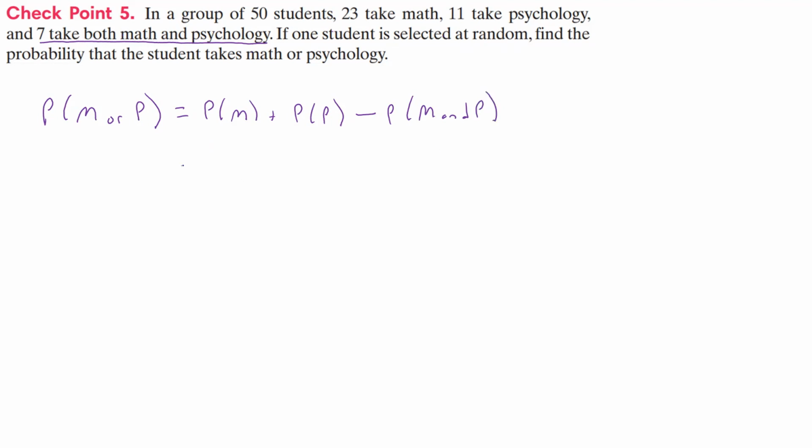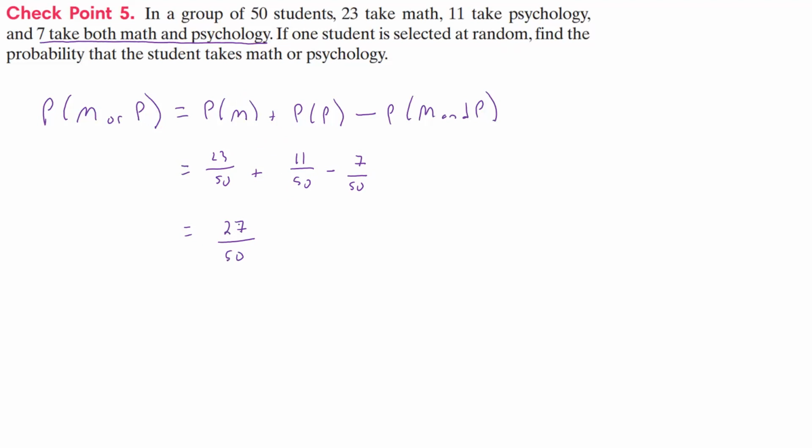Okay. Well, what's the probability of math? How many take math? Well, 23 take math out of the total of 50, so that's 23 out of 50. Now, 11 take psychology, so 11 out of 50. And how many take both of them? That's going to subtract off 7 out of 50. So now we have 23 plus 11 minus 7.